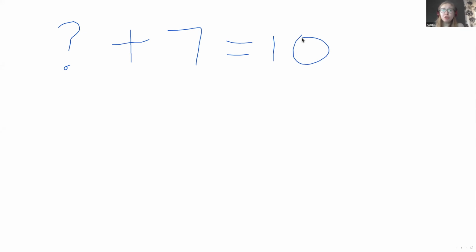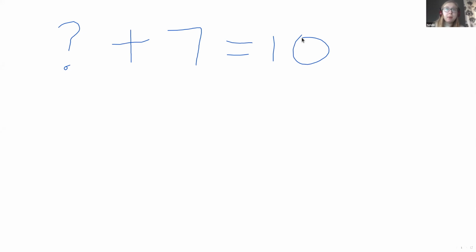So we might have an unknown number, which I'm going to give as a question mark, when I add 7 is equal to 10. And you're all now probably screaming at the screen that it's 3, it's 3, 3 add 7 equals 10. Well, you're right, 3 add 7 equals 10. So our unknown number is equal to 3.